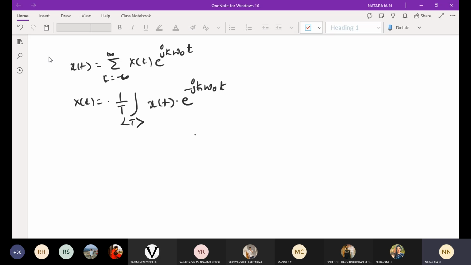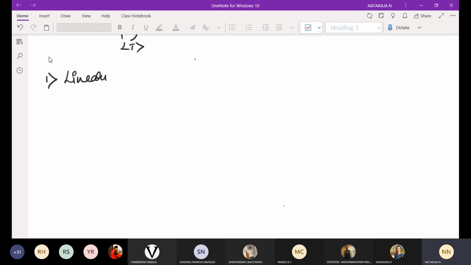Why am I going to change to integration? Here we are going to replace with respect to x of t. It will be continuous time, so I am going to take it as an integral. Omega naught. Linearity.